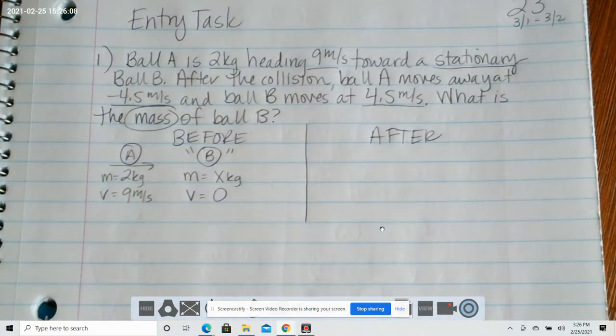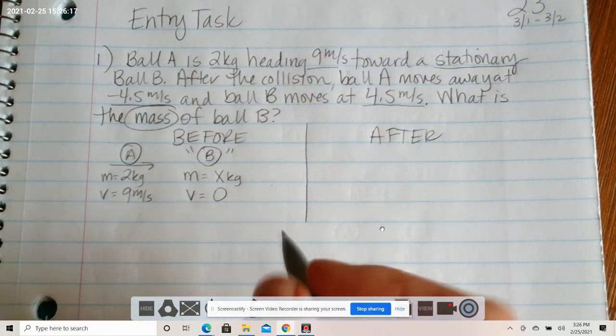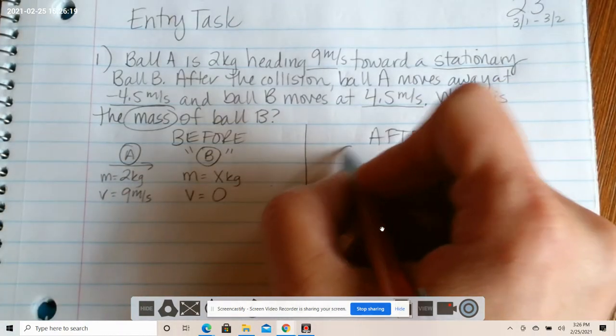So that is not a trick. Anything times 0 is still 0. So even if it's an X, it's still 0. Okay, so don't let that fool you. So let's go ahead and set up the after.